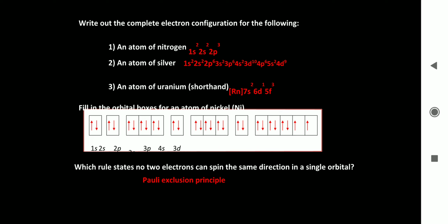The orbital boxes for an atom of nickel are as follows. Fourth question is, which rule states no two electrons can spin the same direction in a single orbital? That rule is Pauli's exclusion principle.